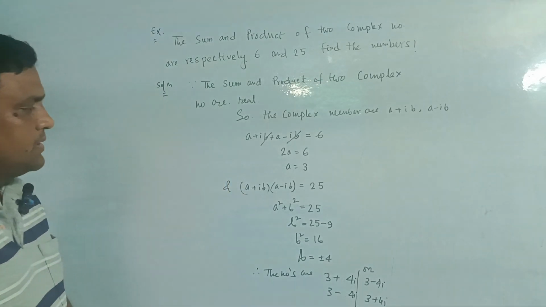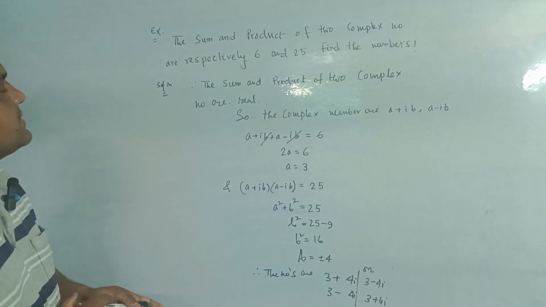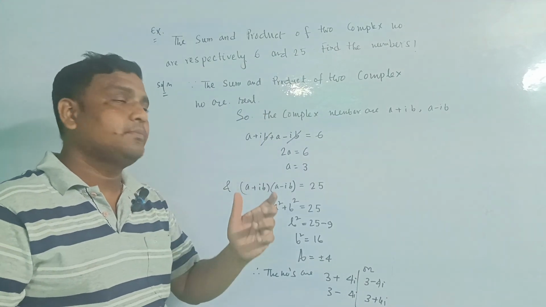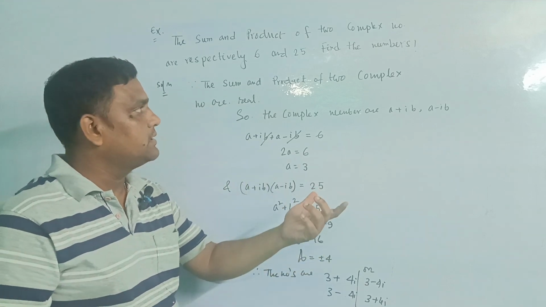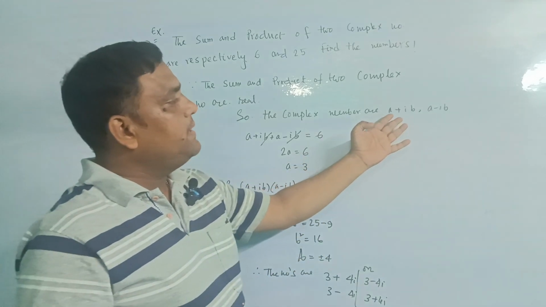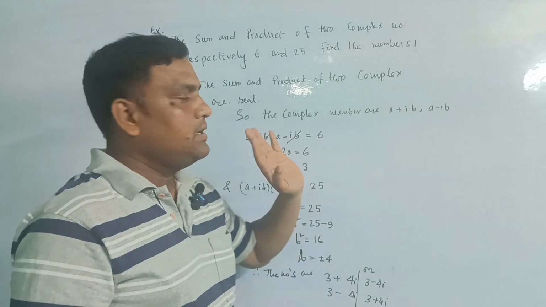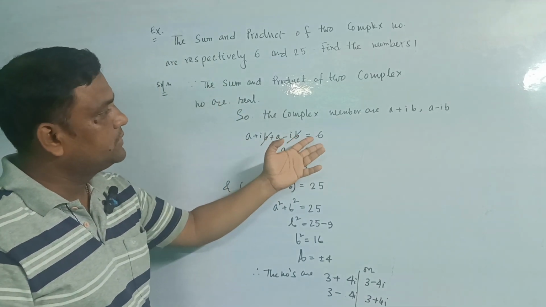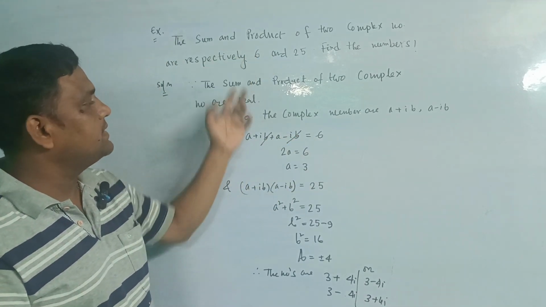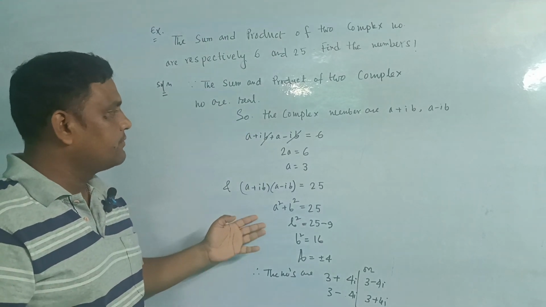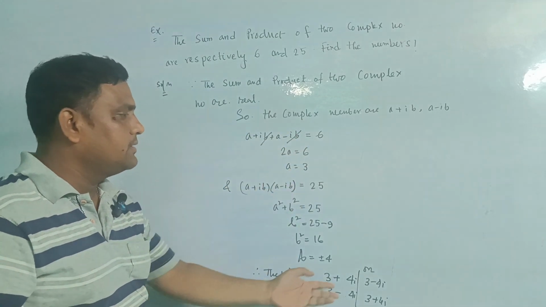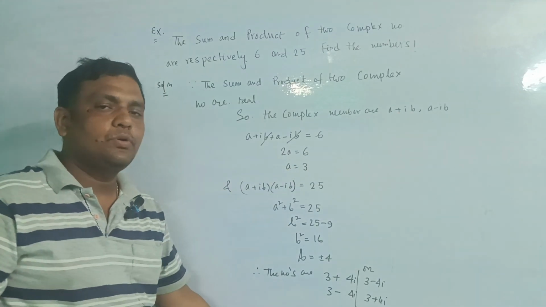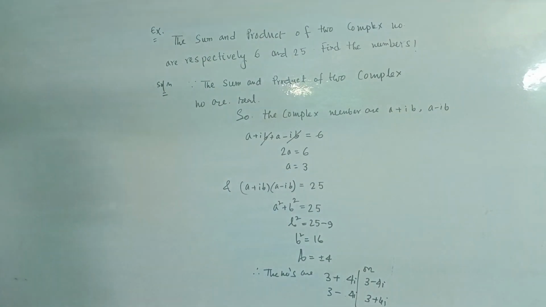That's it. So the concept is, since the sum and product are both real numbers, that means the complex numbers are conjugate to each other. So if one number is a plus ib, then the other number must be a minus ib. Then applying the given conditions, sum and product, from here I just find a and b. Then you substitute a and b, and you get the two complex numbers.